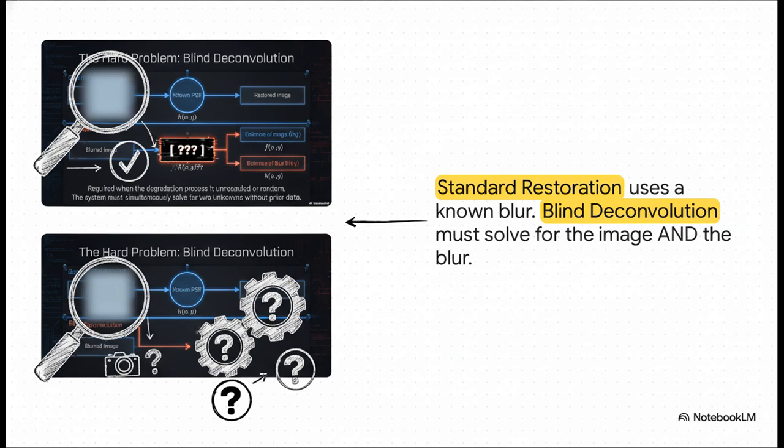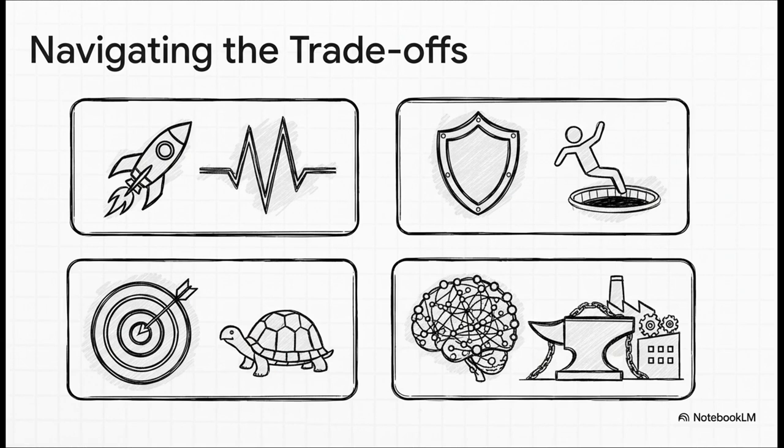But with blind deconvolution, we have two huge unknowns: the original image and the blur that messed it up. We have to solve for both of them at the exact same time. It is an incredibly difficult problem. And trying to solve this means you have to make some serious choices. Do you want an answer that's fast, even if it might be a little unstable?